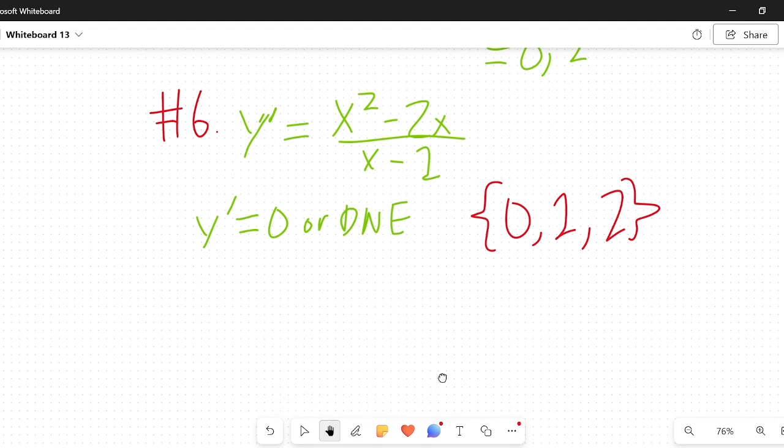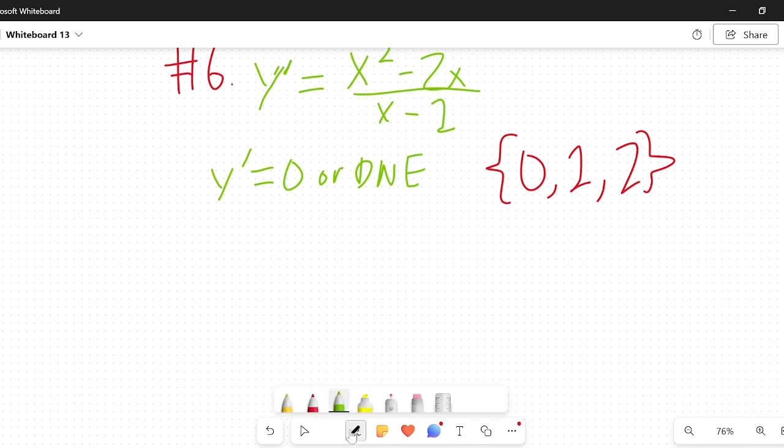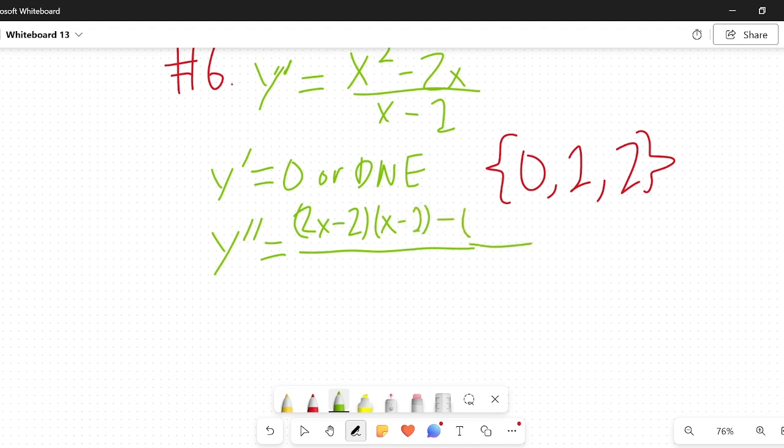So now what we have to do is find the second derivative of this, right? For the second derivative, we will use the quotient rule. So the quotient rule essentially tells us to take the derivative of the first one, so 2x minus 2, times x minus 1, minus x squared minus 2x, all over x minus 1 squared, right?